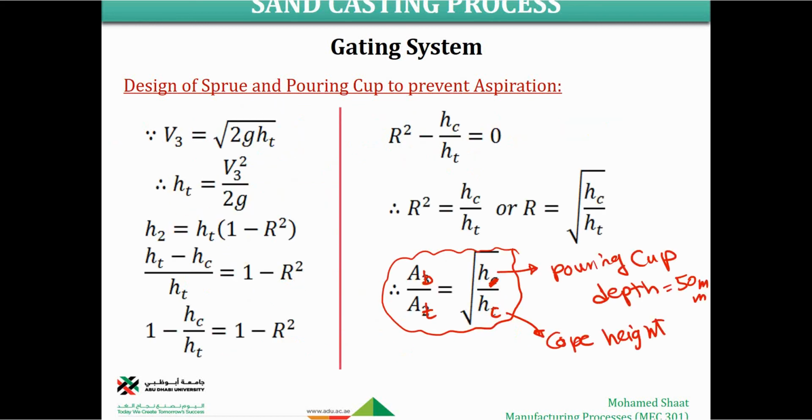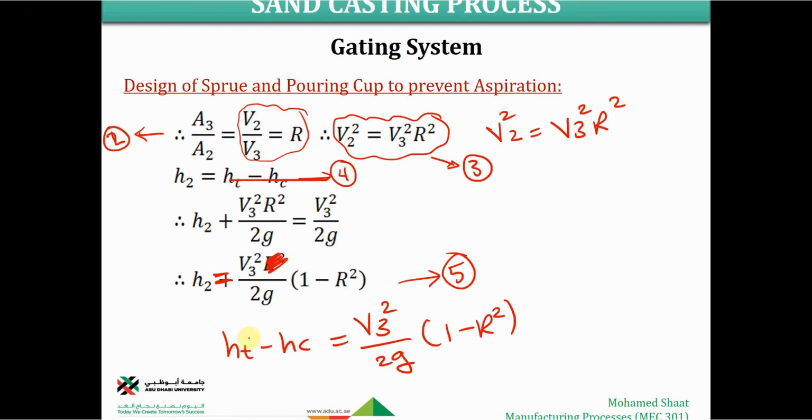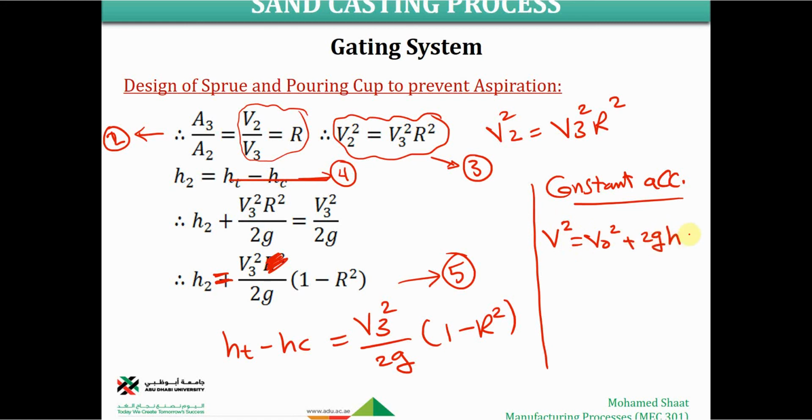Once we end up with this relation, as you can see, we can write HT in terms of V3. How? If you remember from the dynamics class, for constant acceleration, because as we mentioned, the fluid or the molten metal flows under the action of the gravitational force, it means that it moves under the action of G, the gravitational acceleration, which is constant. So from the constant acceleration equations, there is one where V square equals V0 square plus 2G times H, which should be the height.